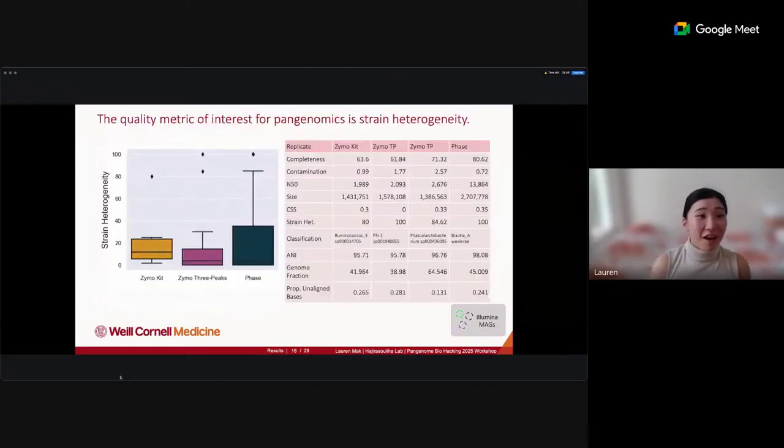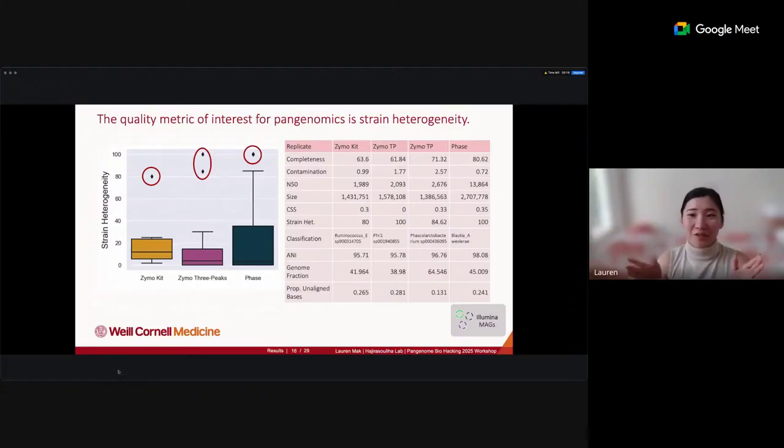And why I wanted to point that out is that the quality metric of interest, if you want to do some pangenomics on some MAG data, is that strain heterogeneity is probably what you want to look at. So let's go to a box whisker of strain heterogeneity for our 3 Illumina replicates and the MAGs we got from them. The MAGs you'd probably want to pull out for further pangenome analysis are the ones with really high strain heterogeneity scores. So these are between 80 to 100%.